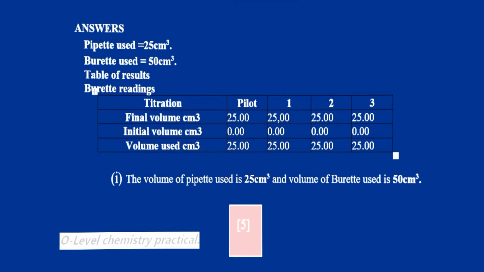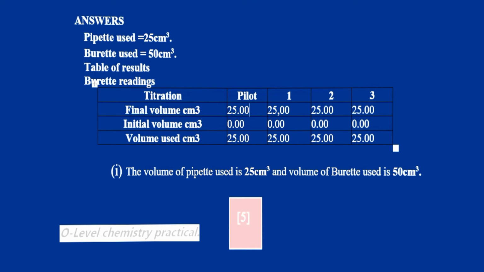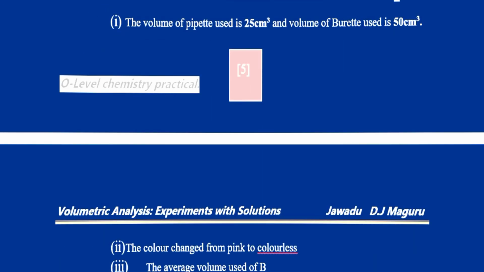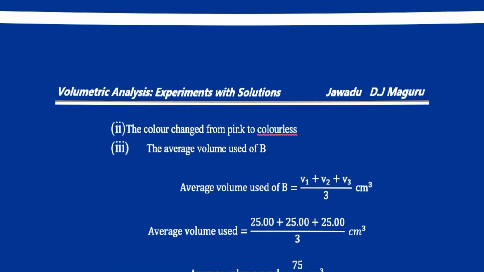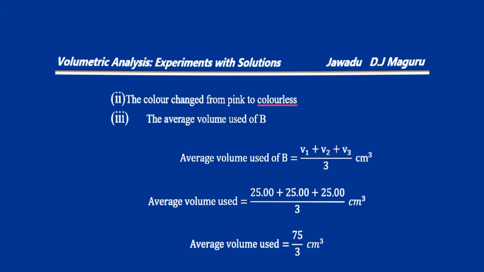What is the color change from the start to the end point? According to our indicator, phenolphthalein, the color changed from pink to colorless. So you can see the pinky color. What is the pinky color? Let me show you here the pinky color of the solution in base. That is our pinky color. Then in neutral you are going to see colorless. So that is our color change.